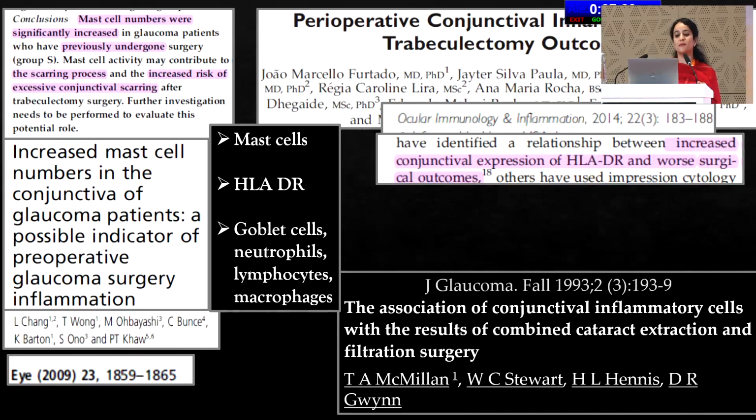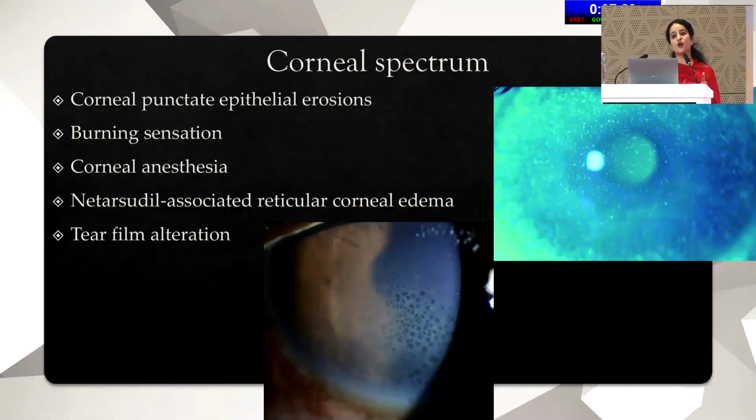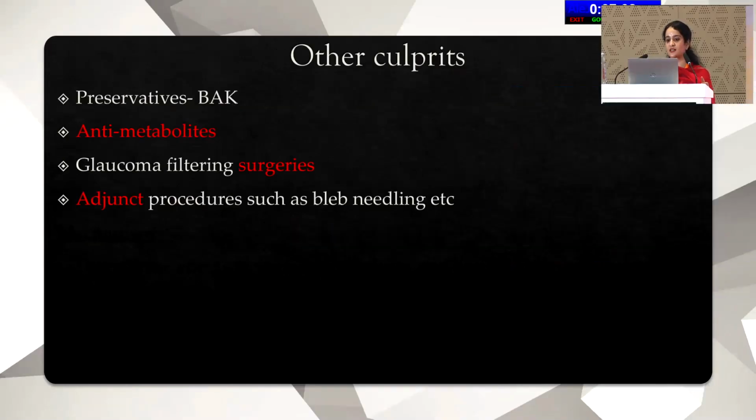So what was seen was, perioperatively, the conjunctival inflammation was linked towards the trabeculectomy outcome. They saw that the mast cells and the HLA markers, goblet cells, had decreased and altered in numbers in patients who had preoperative conjunctival inflammation. As we said, almost 80% of the patients who were on glaucoma treatment already had it. On the corneal spectrum, we saw corneal punctate epithelial erosions. We saw patients with burning sensations, anesthesia, and, as we know, the neurotrophic-associated corneal edema has been well talked about, and tear film alterations as well. Also, meibography showing dropout areas.